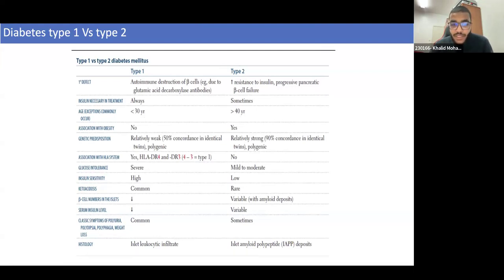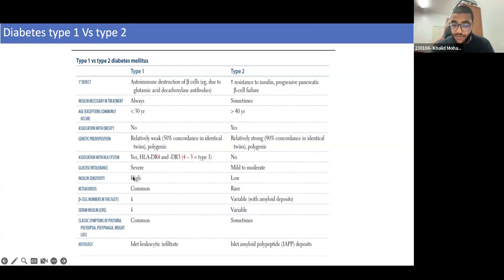Type 2 diabetic patients are always or mostly always obese because that's one of the things that cause insulin resistance. Genetic predisposition plays a big role in type 2 diabetes, bigger than in type 1 diabetes. In type 1 diabetes, you'll have autoimmune cells attacking your self. These are the self antigens. So in type 1 diabetes, you'll have autoimmune destruction of the B cells. That's why you don't have insulin.